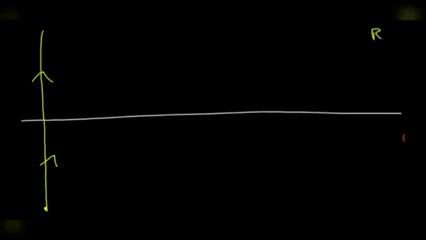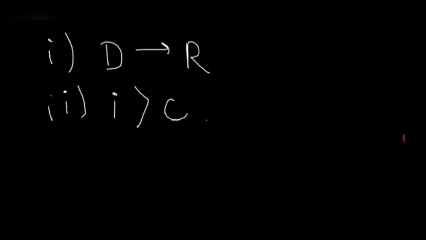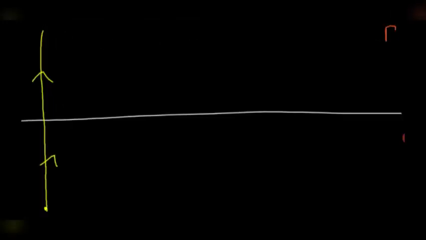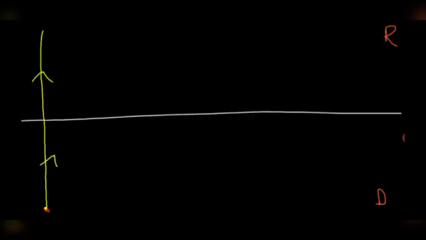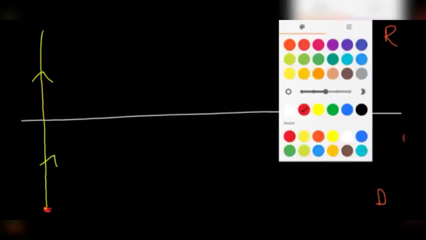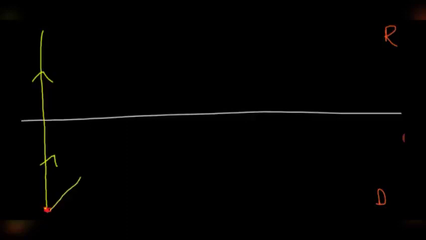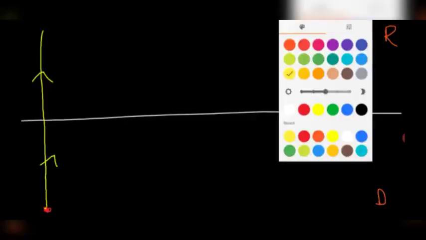Then from here you just draw a straight line. Obviously you have to mention the medium here. Here you will write rarer medium, and here you will write denser medium. Understand? This is a very important diagram. Learn it. This is the point where it is all starting. You mark it.